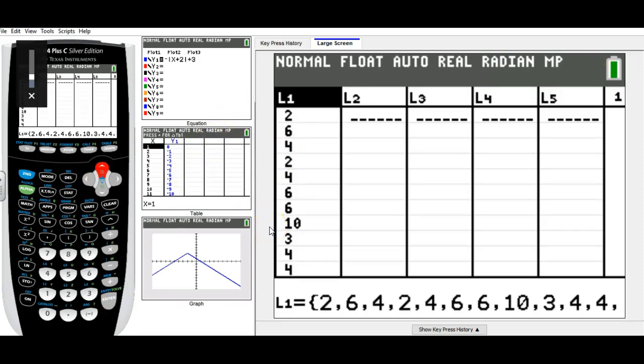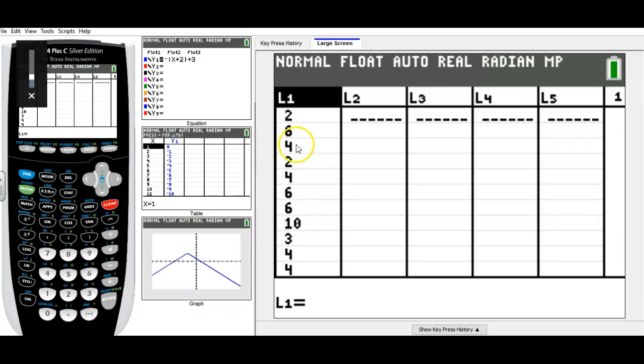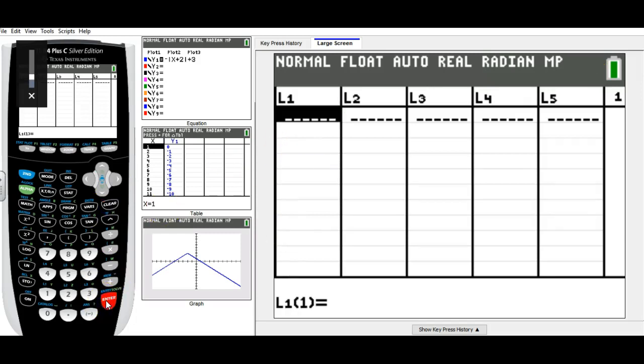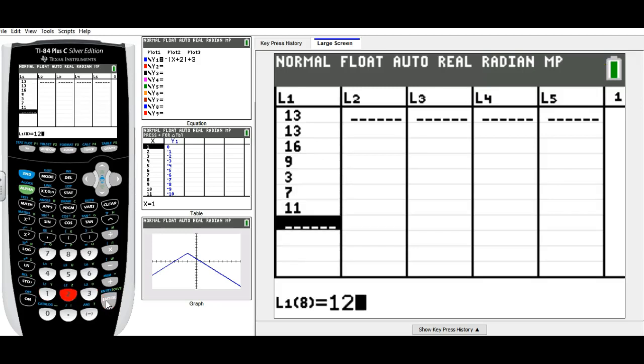Let me clear this list out first. So you have 14, 13, 16, 9, 3, 7, 11, 12, 11, and 4. There were 10 items in that list. Make sure this is 10. This tells me that this is the 10th item. That's the first one. Oh, and by the way, that should not be 13. That should be 14. I messed up right there. So 14, 13, 16, 9, 3, 7, 11, 12, 11, 4. Here are the items from that list.